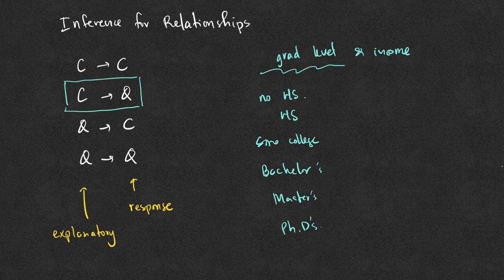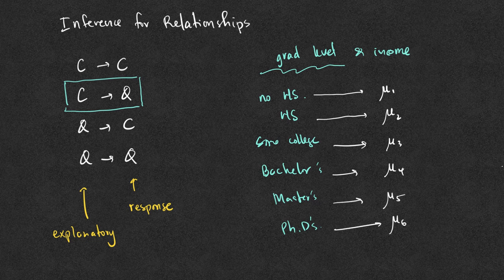And so we might measure the income for the no high school group, and the average income of this group is labeled mu1, the mean of the first group, if you will. For the high school diploma group, we measure the income and we report this as mu2, and so on: mu3, mu4, mu5, mu6. Remember that we use mu here for the parameters of the population. And we would compare these means to infer on the relationship.